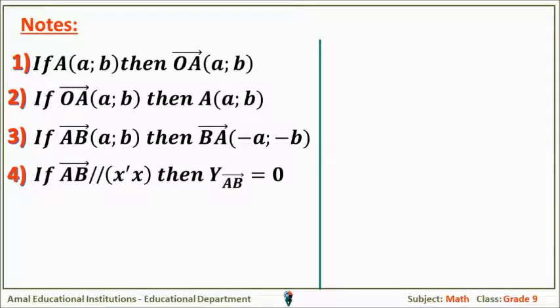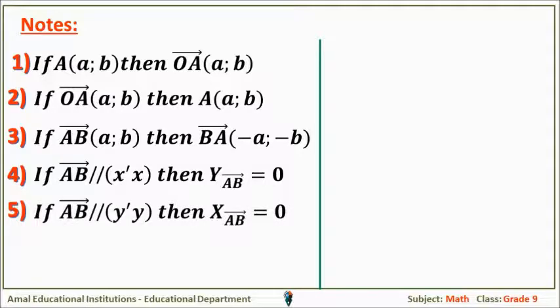If the vector AB is parallel to x prime Ox, the horizontal axis, then the ordinate of the vector AB will be equal to 0. Who can tell me what's the reason for this? Yes, as you know, if the vector AB is parallel to x prime x, then the points A and B will have the same ordinate. So y of AB is yB minus yA, it will be equal to 0.